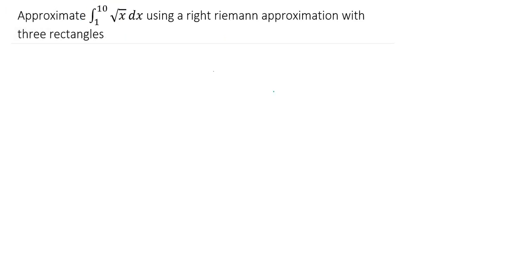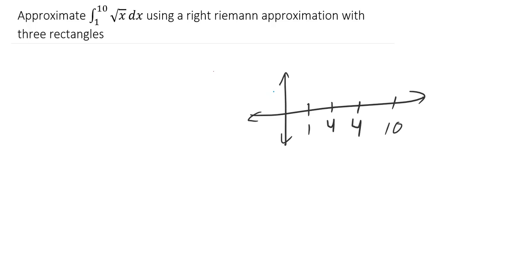In this one, I'm approximating the area under square root of x between 1 and 10. And I want to do it with 3 rectangles. They don't have to be evenly spaced. Riemann sums don't have to be evenly spaced, but I'm going to make it evenly spaced. Between 1 and 10, that's 9 units. If I'm going to cover 9 units with 3 rectangles, each one has to be 3 units wide. So I'll go from 1 to 4, 4 to 7, and 7 to 10.